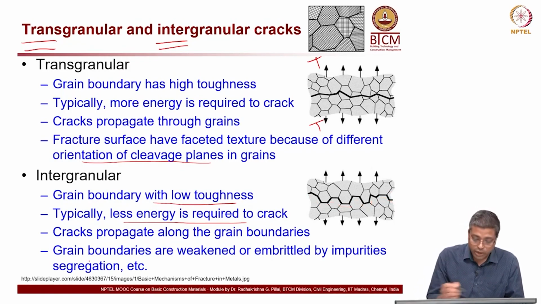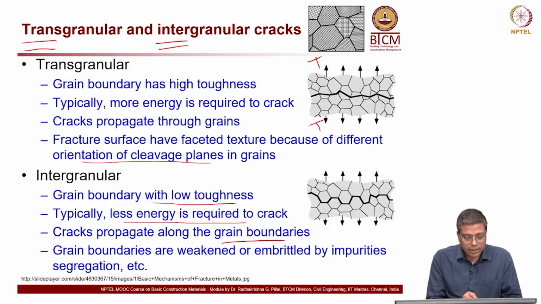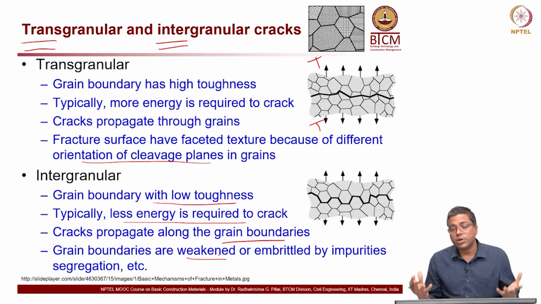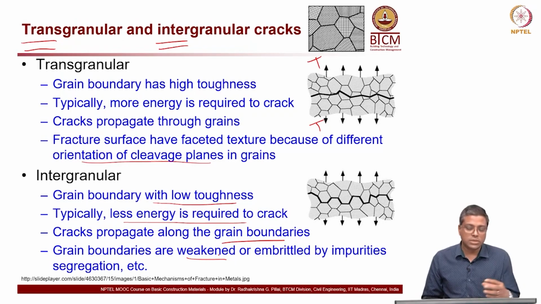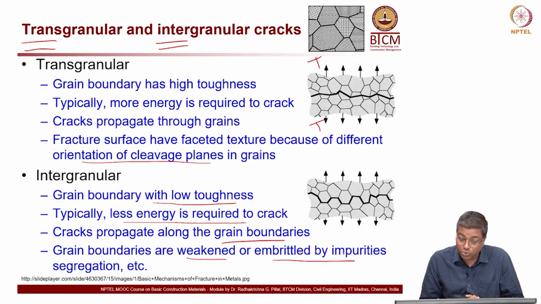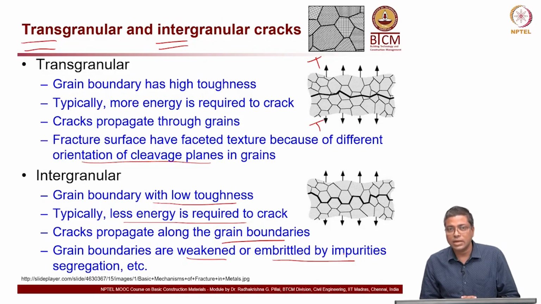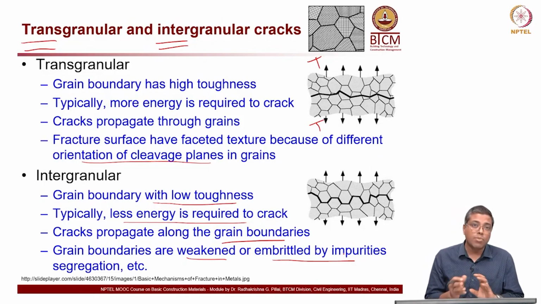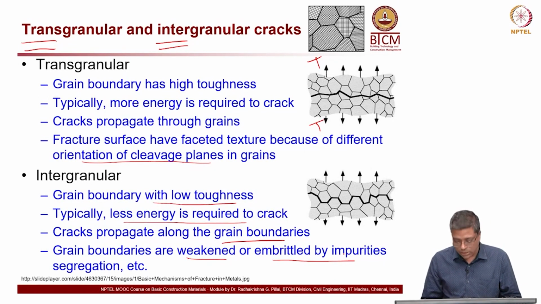Now, cracks propagate along the grain boundaries, and the grain boundaries are weakened. So, if you are talking about a material system, maybe there are weak grain boundaries through which external materials can penetrate and weaken the whole material system, or they are embrittled by impurities or even segregation of material towards the crack location, towards the grain boundaries, etc., which makes them relatively weaker than the grains themselves. Or there may be a case where some of the grain boundaries are weaker than the other grain boundaries because of some deterioration mechanisms.